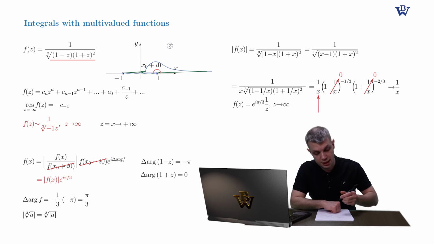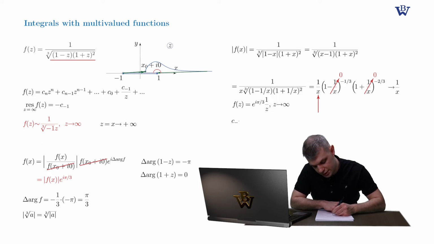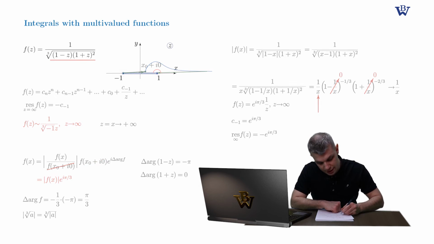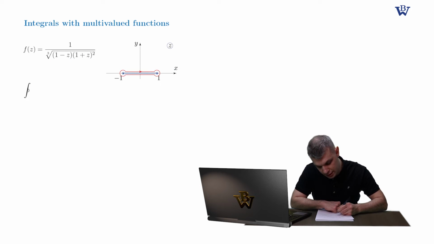And hence we extract our c minus 1 coefficient, which is simply e to I pi by 3, and as a result the residue of our function is now minus e to I pi by 3. Therefore, our closed contour integral is now basically computed. It's equal to minus 2 pi I times e to I pi by 3.